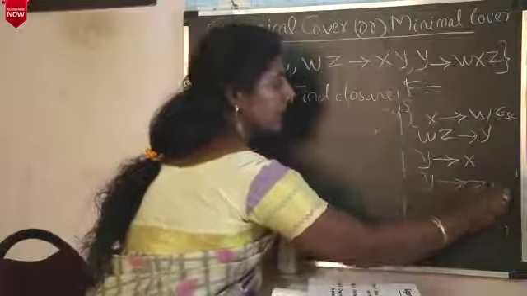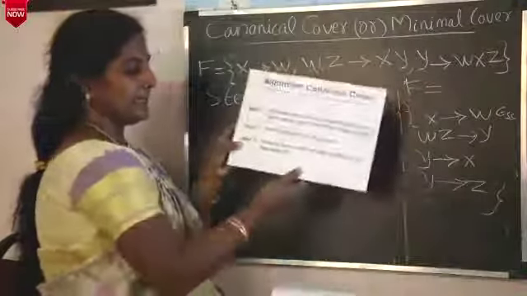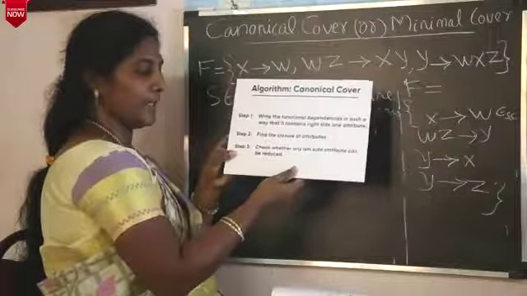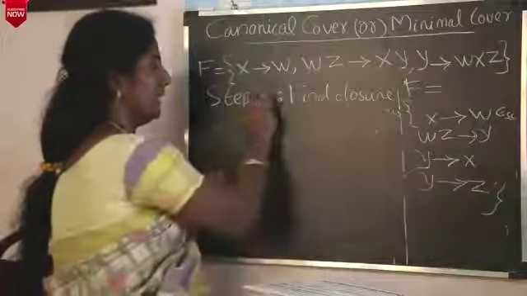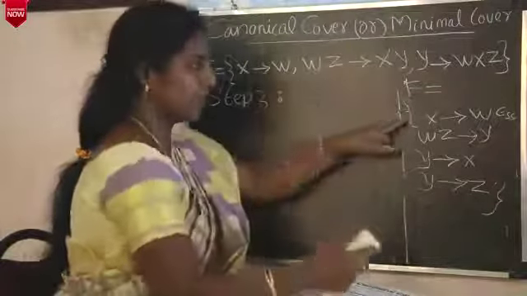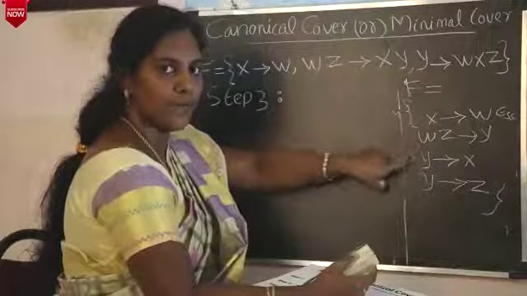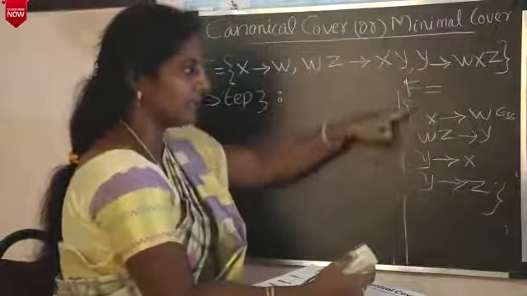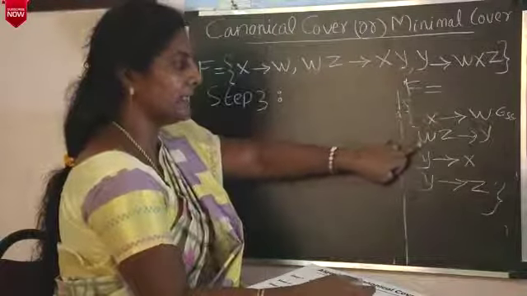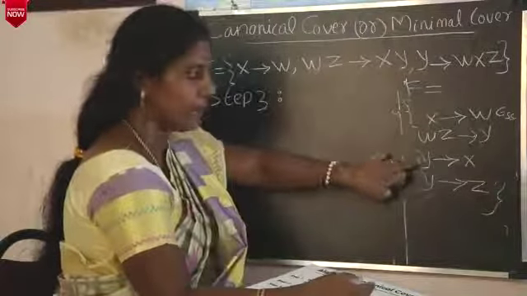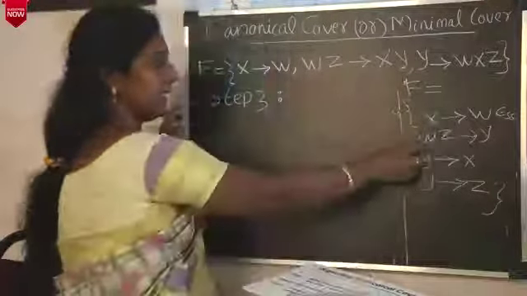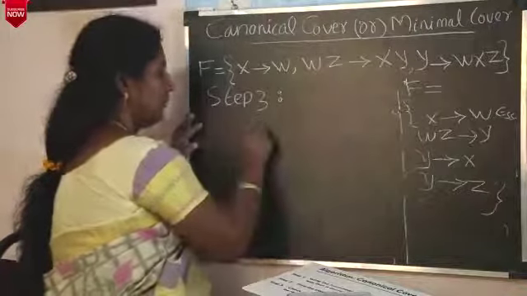Now what is the third step? Check whether any left side attribute can be reduced. In step 3, we need to check any functional dependency with left side more than one attribute. This functional dependency has one attribute on the left side. This one is also with one attribute. This is also with one attribute, but this functional dependency has two attributes on the left side. So that needs to be considered now.